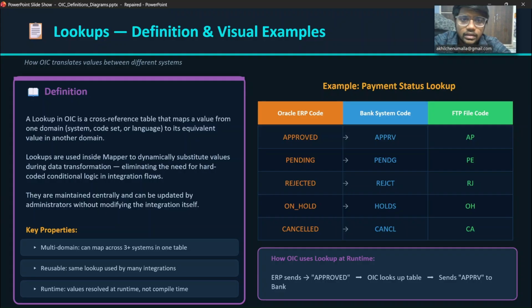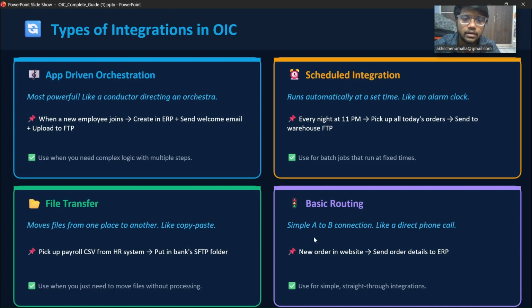So let's see. In Oracle ERP, the code is approved; in the banking system we have approved, so TP file code AP. Like how OIC uses lookups at runtime: ERP sends approved, OIC looks up the table, and sends it through to the bank. So that's all. It is also like a translator. It will understand both data. We will see a simple definition.